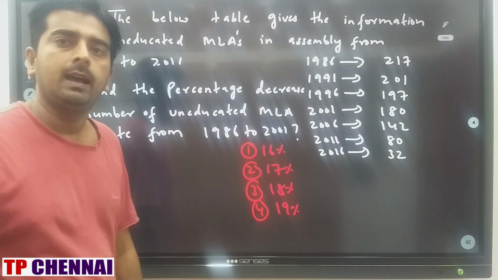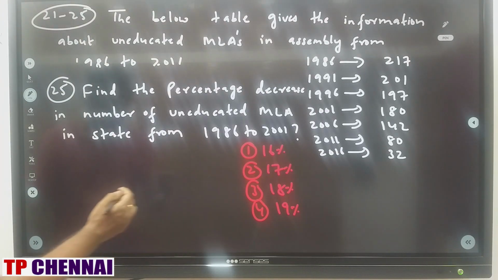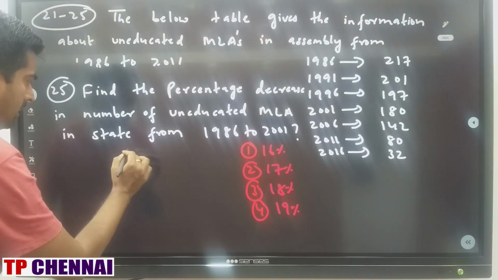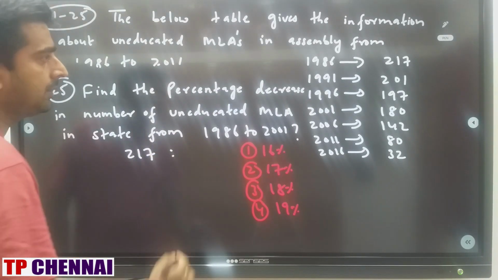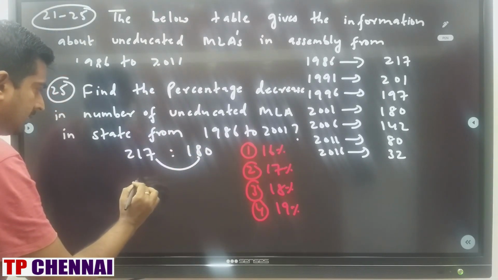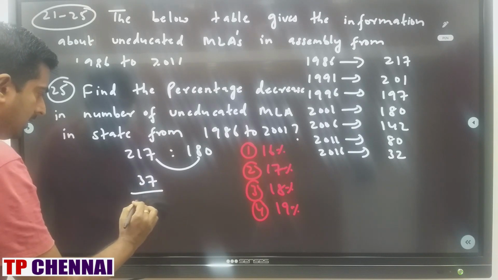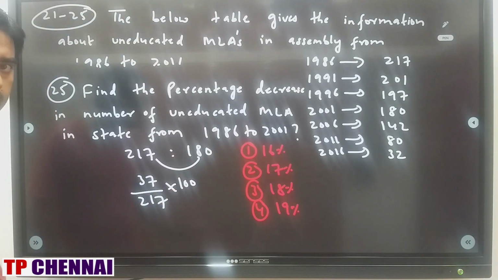So now we'll see last question of this DI. Find the percentage decrease in number of uneducated MLA in the state from 1986 to 2001. 1986, what is the value? 270. 2001, what is the value? 180. How much it has decreased? 37 divided by 217 into 100. Approximately your answer will come.